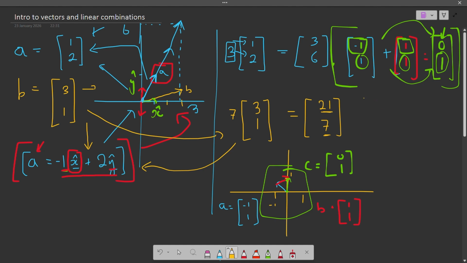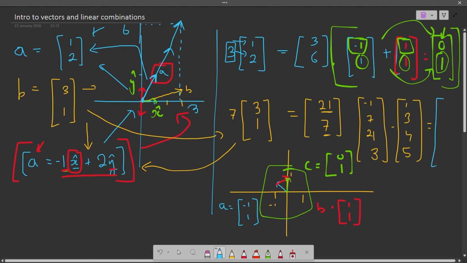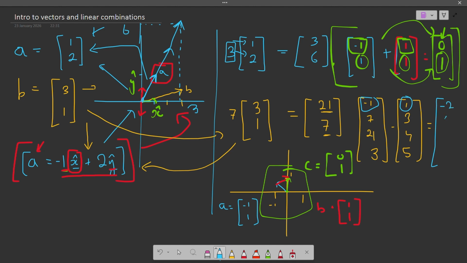For example, if we have a vector like this, -1, 7, 21, 3, and let's say we subtract another vector, 1, 3, 4, 5. The resultant vector would be just this element minus this element, so it would give you -2, this element minus this element, 4, this element minus this element, 17, and this element minus this element, -2.